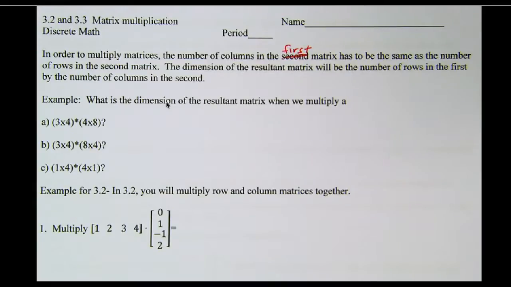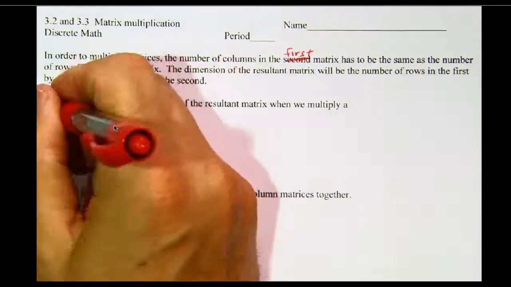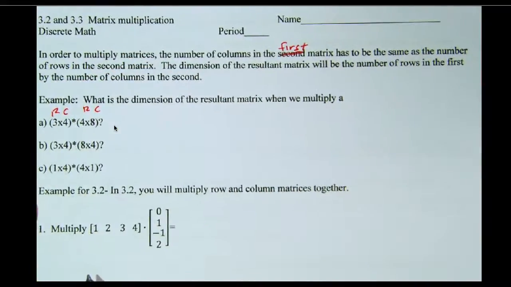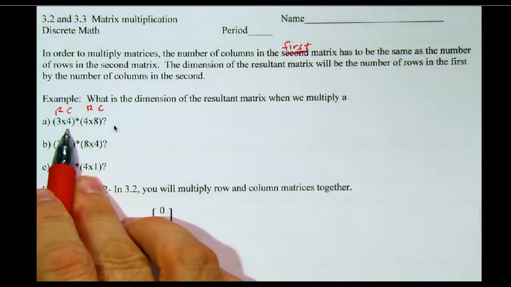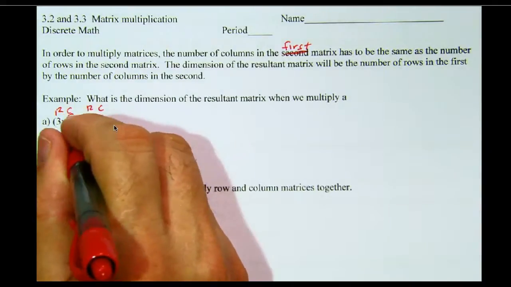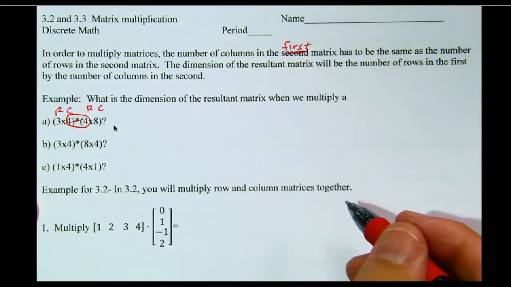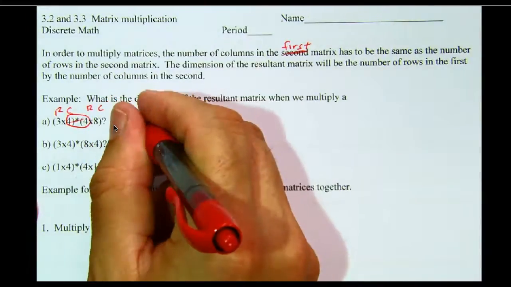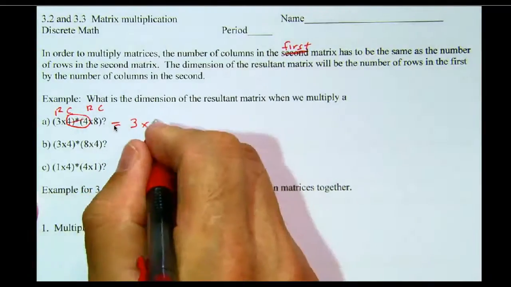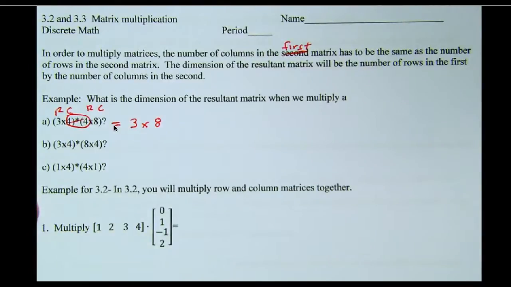Let's just show you an example and we'll show you how this works. What is the dimension of the resultant matrix when we multiply a 3 by 4 by a 4 by 8? So this would be your rows, these would be your columns, rows and columns. In order to multiply two matrices, this column number has to be the same as this row number right here, and that we have. So we look at those, we can circle those two. My resulting dimensions then, getting rid of those, would simply be a 3 by 8. That's all you do. As long as the two in the middle match up, you can get rid of the rest.